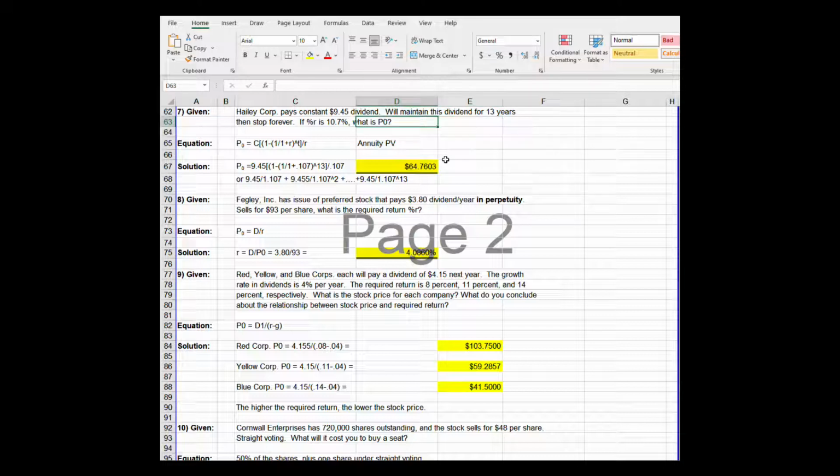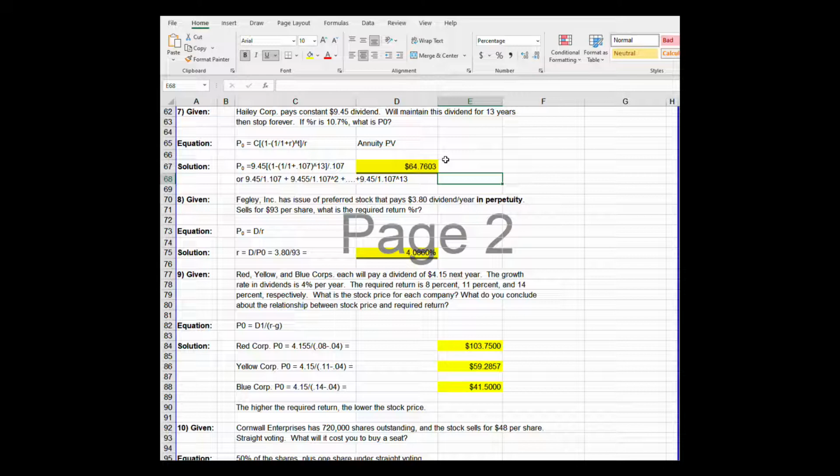So the present value of that annuity, it's a 13-year annuity, is C times 1 minus 1 over 1 plus R to the T, all of that over R. So there's your annuity PV formula from Chapter 6. Today's stock price then is equal to $9.45, that's your constant cash amount or dividend, times 1 minus 1 over 1 plus 0.107 to the 13th power, all of that bracketed over 0.107, and I get a stock price of $64.76.